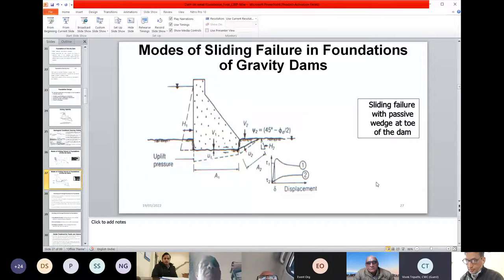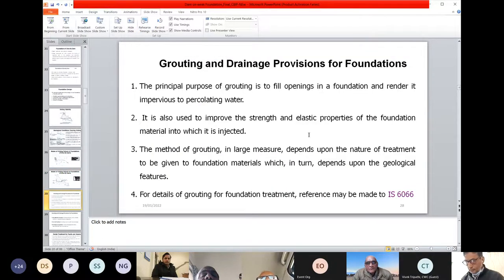So sliding failure may be a passive wedge failure from the downstream. This condition may also occur during the stability. We have to check the failure of the foundation in this mode also. Now, for improvement of the foundation, we provide grouting and drainage, because ultimately to check this foundation sliding, we have to increase the shear strength of our contact.